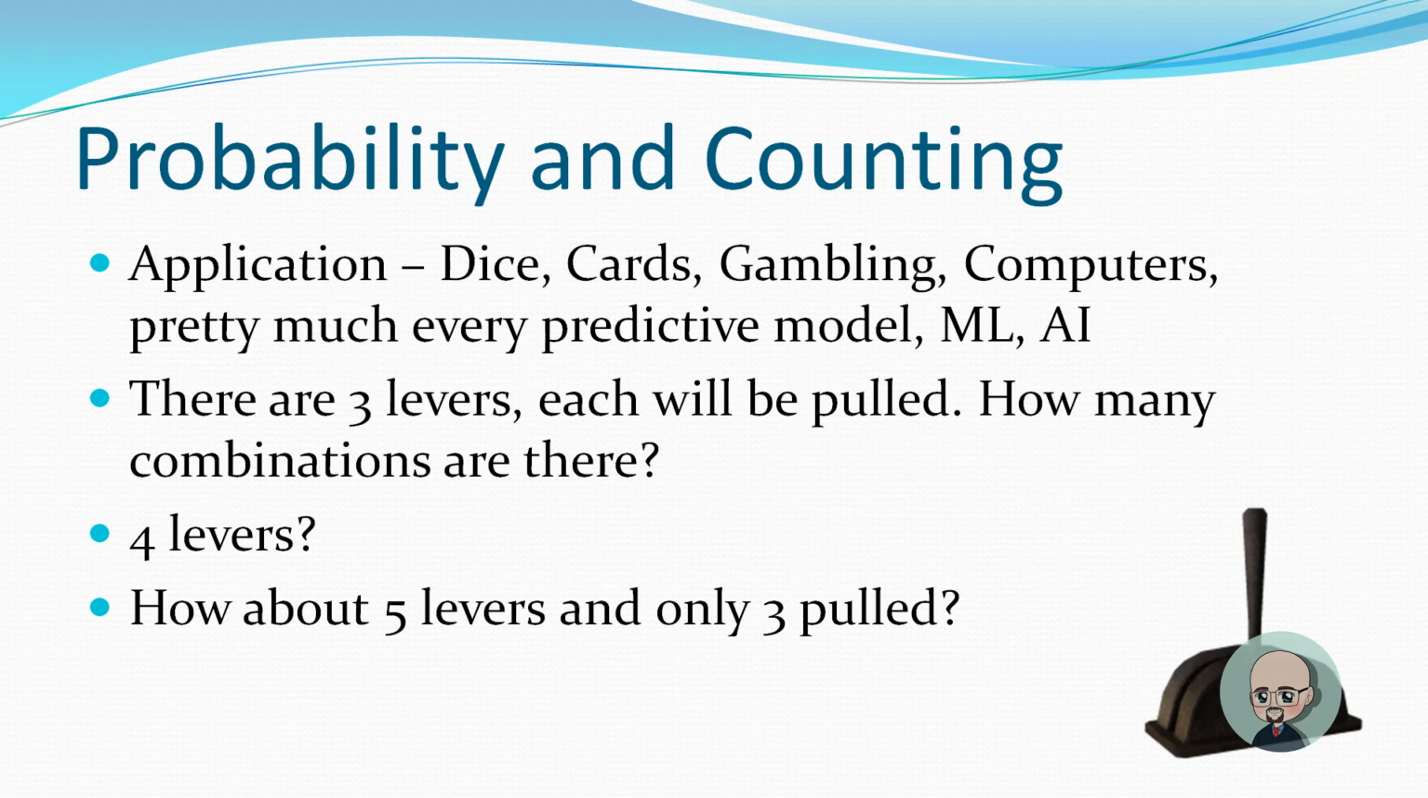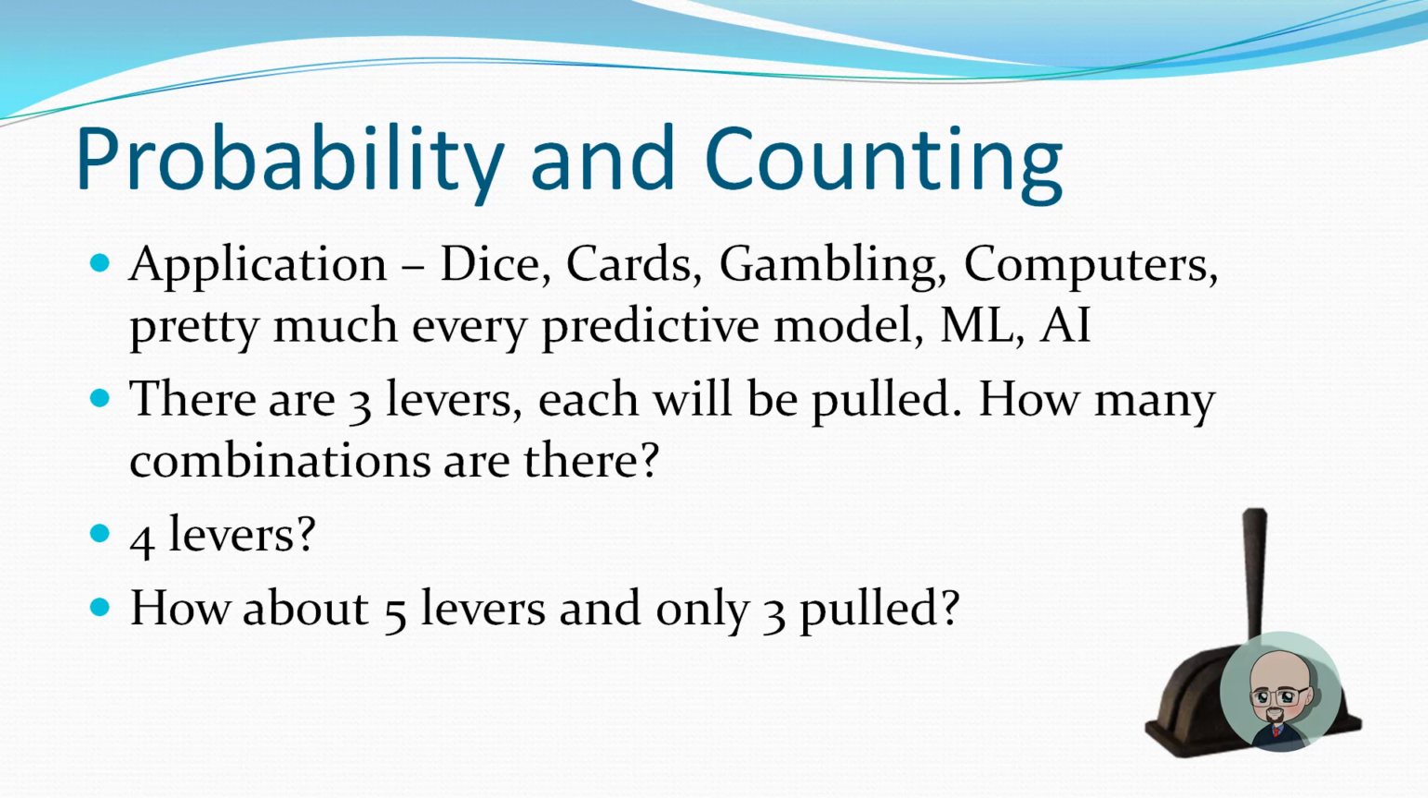So now we're going to talk about probability and counting, or factorials. Probability is used in a bunch of stuff. We've seen it's used in dice, cards, gambling. I pointed out how it's used in computers, pretty much every predictive model, ML, AI, all sorts of things.